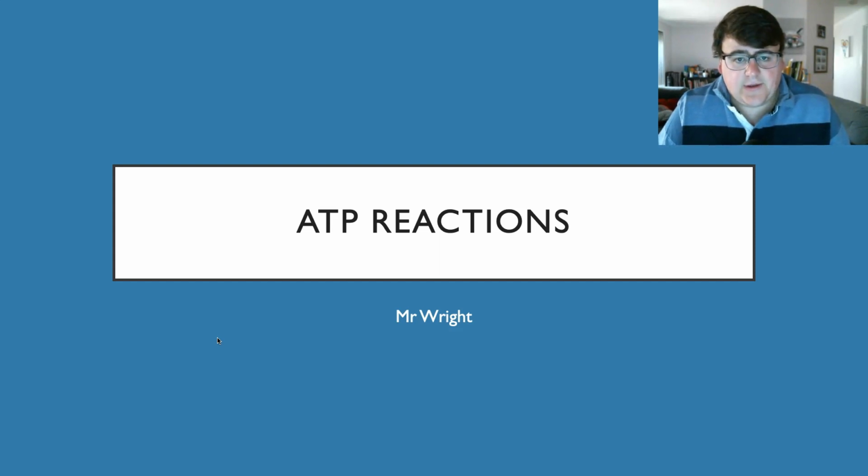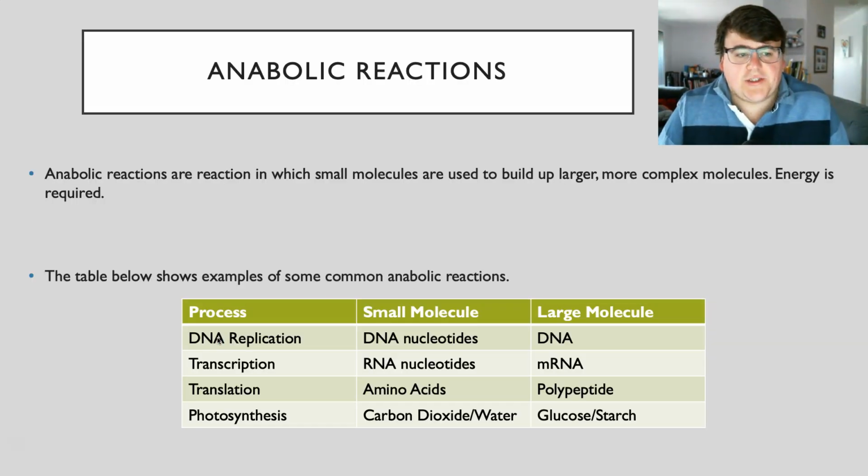Let's start having a look, starting with anabolic reactions. Anabolic reactions are reactions where small molecules are used to build up larger, more complex molecules, and to do that we need to use energy. So energy is required for these reactions to take place.